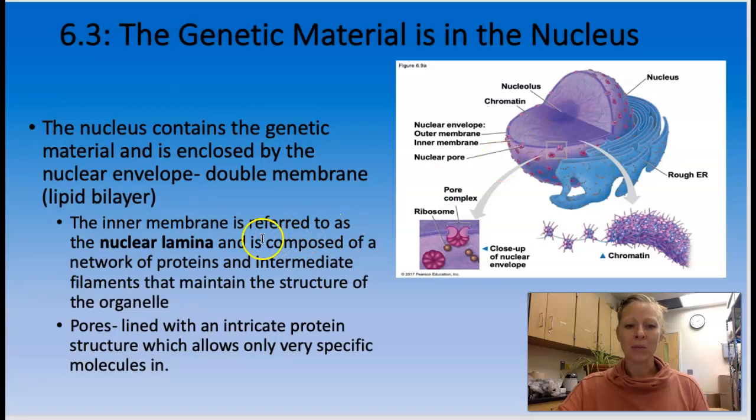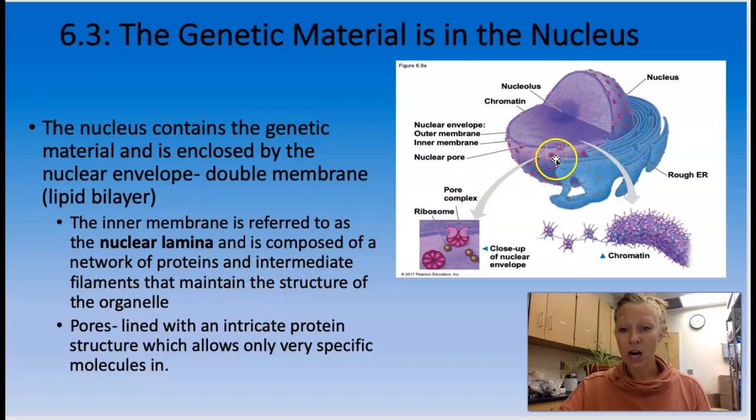So there is an inner membrane, we call that the nuclear lamina, and it's composed of a bunch of proteins and intermediate filaments. Intermediate filaments are a part of the cytoskeleton that are made of keratin and exist longer. So this is a real sturdy part of the cytoskeleton that gives the cell its structure, and it exists in and around and near this nuclear lamina.